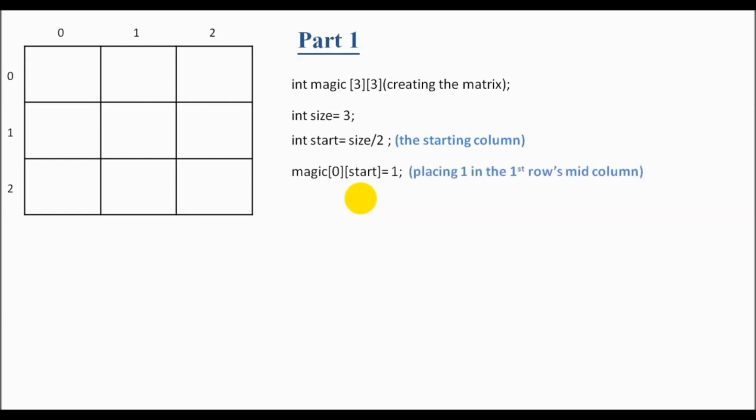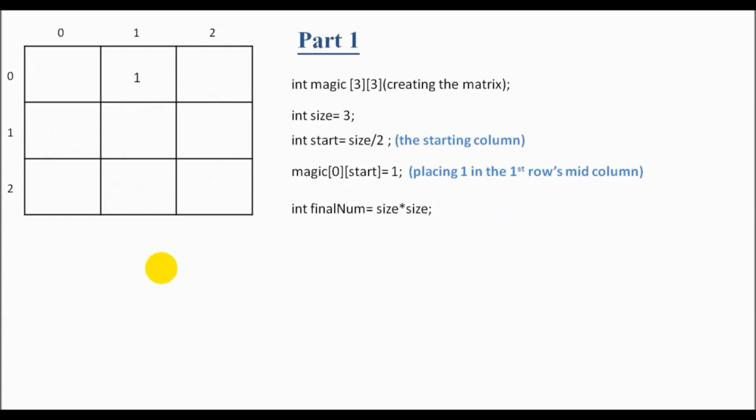So here we are just placing 1 in the first row's mid column. Now we have placed the first number, so now we need to know the final number we are going to place in this magic square. So our final number is equal to size square. For this magic square, our final number is equal to 3 squared, that is 9. So we're just going to put the numbers 1 to 9 in these squares.